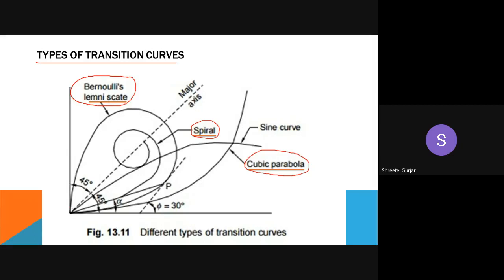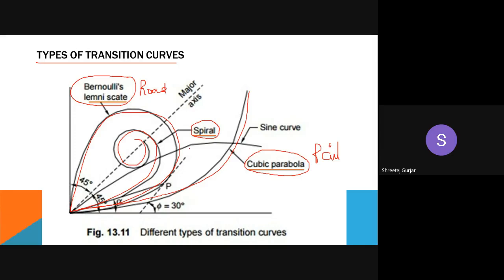You can see it is in this particular format. It is going like this, turning and again coming back to the same position. So this type of curve is called a Bernoulli's lemniscate. This is usually provided for roadways. And these two, the spiral which you can see over here, curving continuously inside, and this cubic parabola, are usually provided for railway lines.